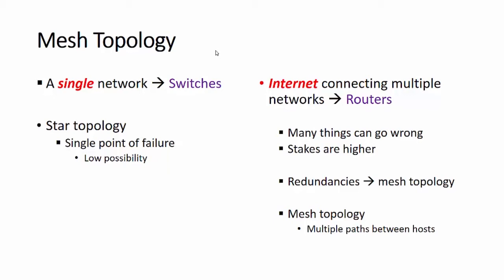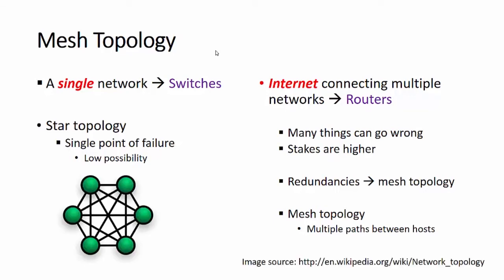And since we're talking about now millions and billions of individual networks being connected, there could be many things that may go wrong. Therefore, in this case, the stakes are much, much higher, and we need some redundancies, and this is why we need a mesh topology. Basically, the difference between the star topology and the mesh topology here is that in the mesh topology, there are multiple paths existing between the hosts, unlike what you're seeing in the star topology.